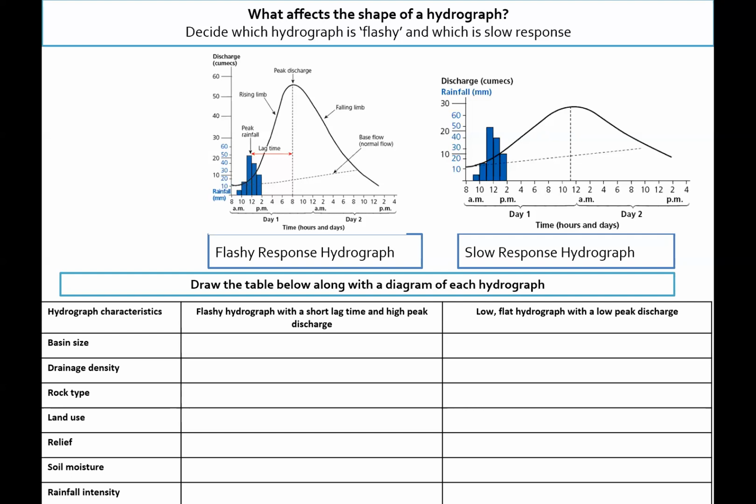You're then going to draw this table. So you've got 7 hydrograph characteristics, so characteristics that affect the shape of your hydrograph.